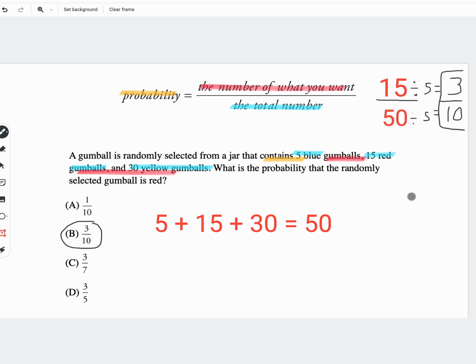is the correct answer. Here we can use the probability formula, the number of what we want divided by the total number, to find the probability of randomly selecting a red gumball when there are 15 gumballs out of a possible 50. Let's not forget that we sometimes need to add together each part to get our total. And this will be independent probability.